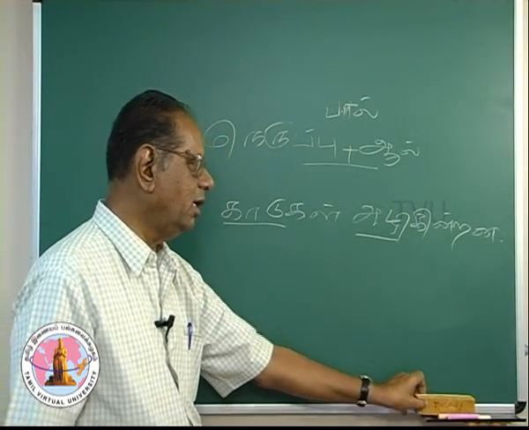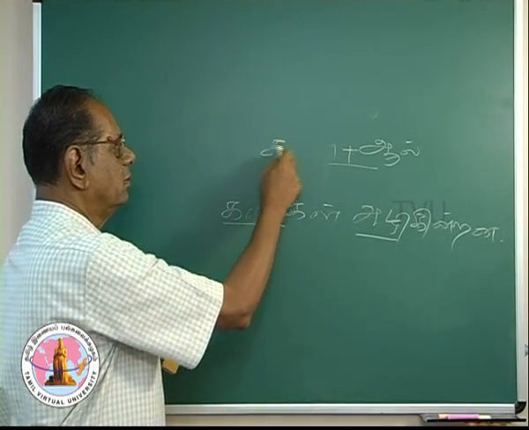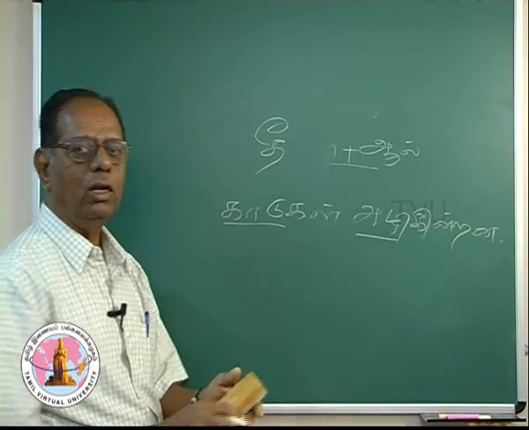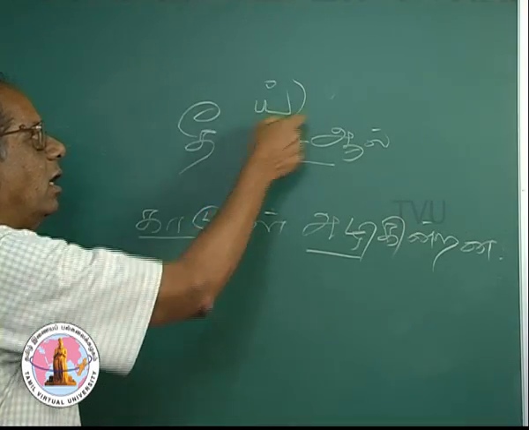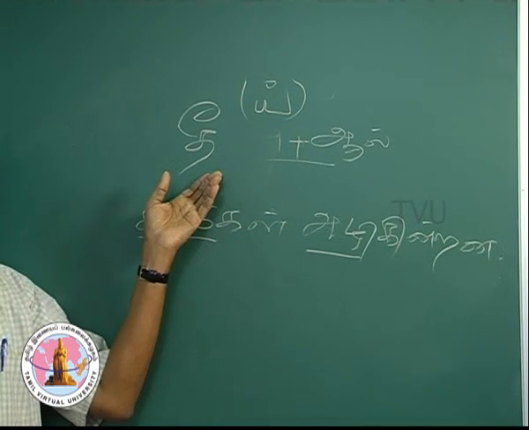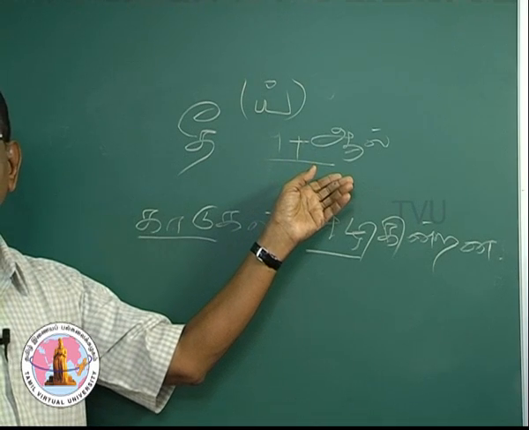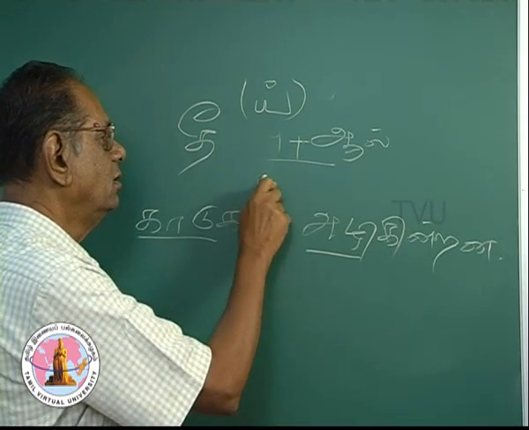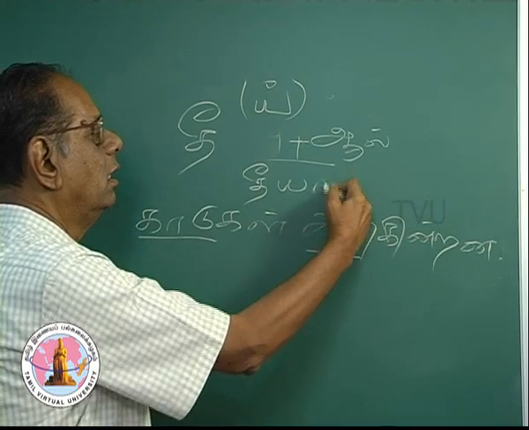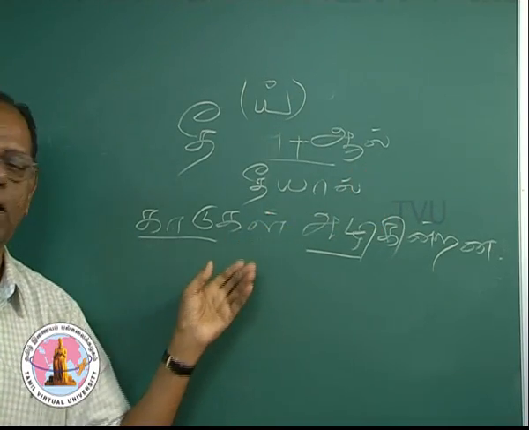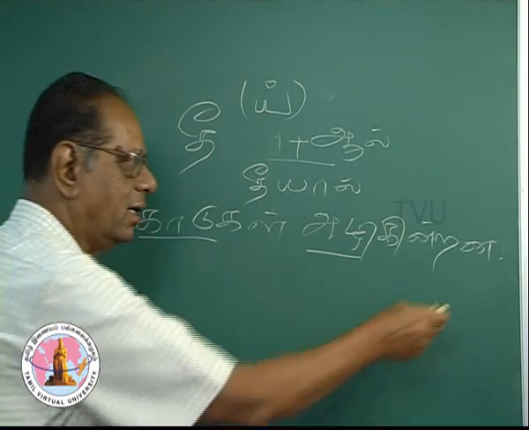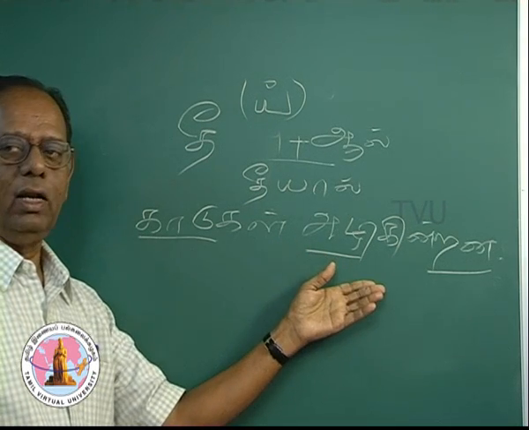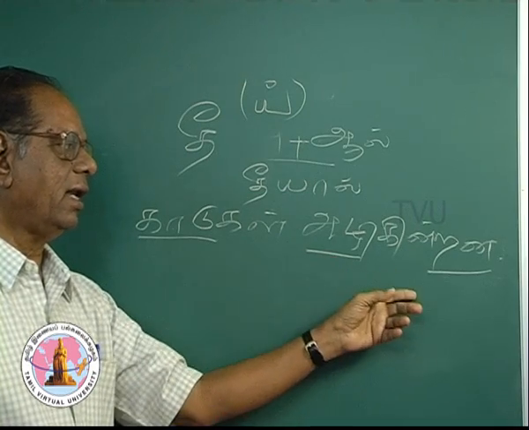Suppose I replace this word neruppu with another word. How will be the combination? Thee plus aal will be theeyaal. You get a semi-vowel here because it ends with ee, a vowel, and aal starts with a vowel. So naturally you have a semi-vowel in between. So this becomes theeyaal. Theeyaal kaadugal aligindrana. Aligindrana: ana is the suffix for third person, neuter gender, plural.